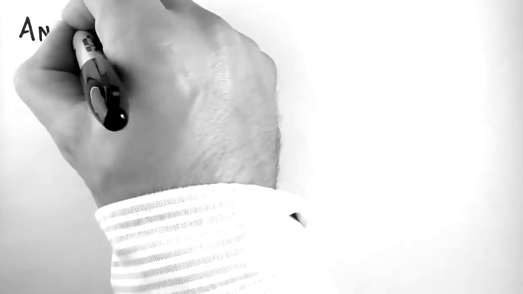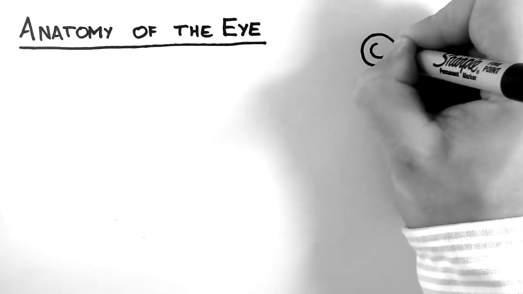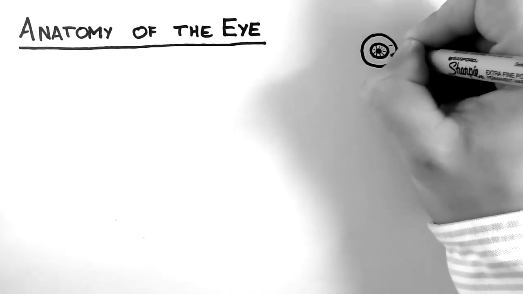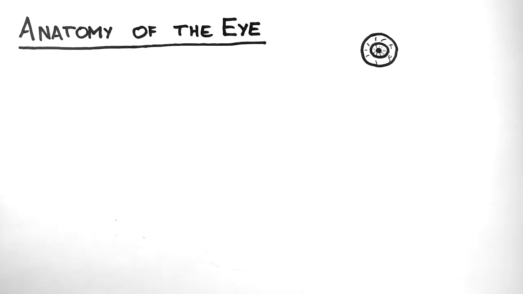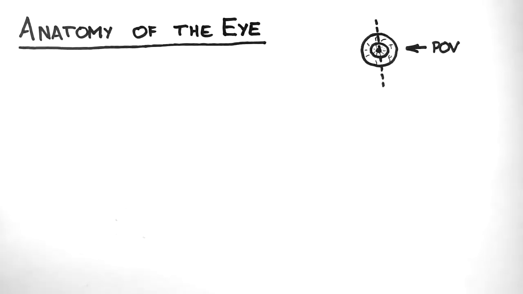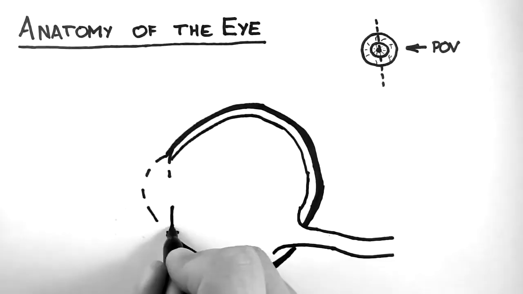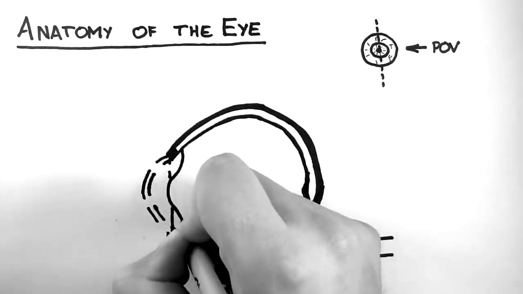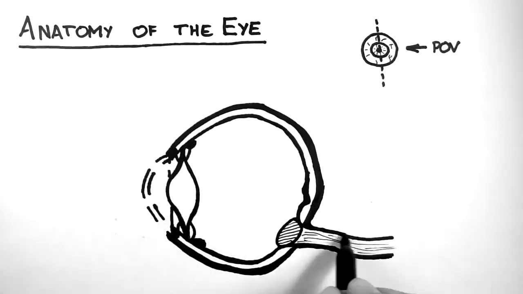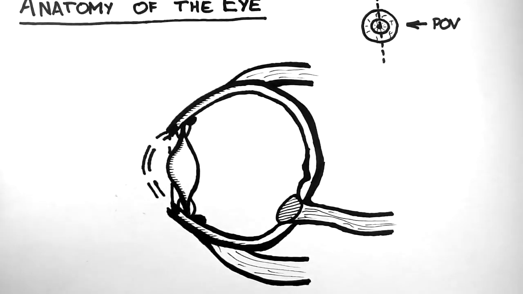Hi, in this video I'm going to discuss the anatomy of the eye. So to illustrate this, I'm going to draw the eye in cross-section, splitting it down here, and our point of view will be from here. So let me just draw it quickly. The eye kinda looks like this, and I'll start by labeling some of the major features.